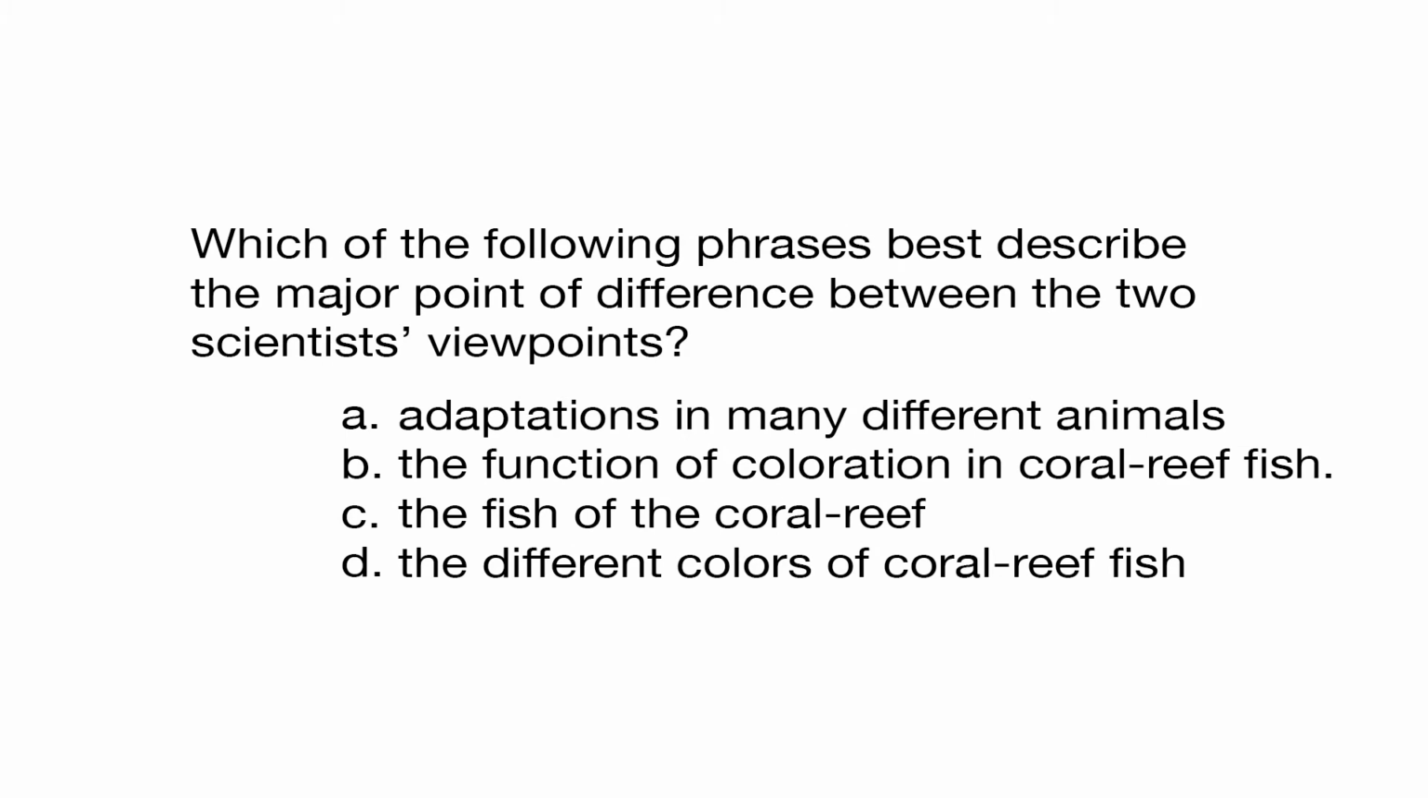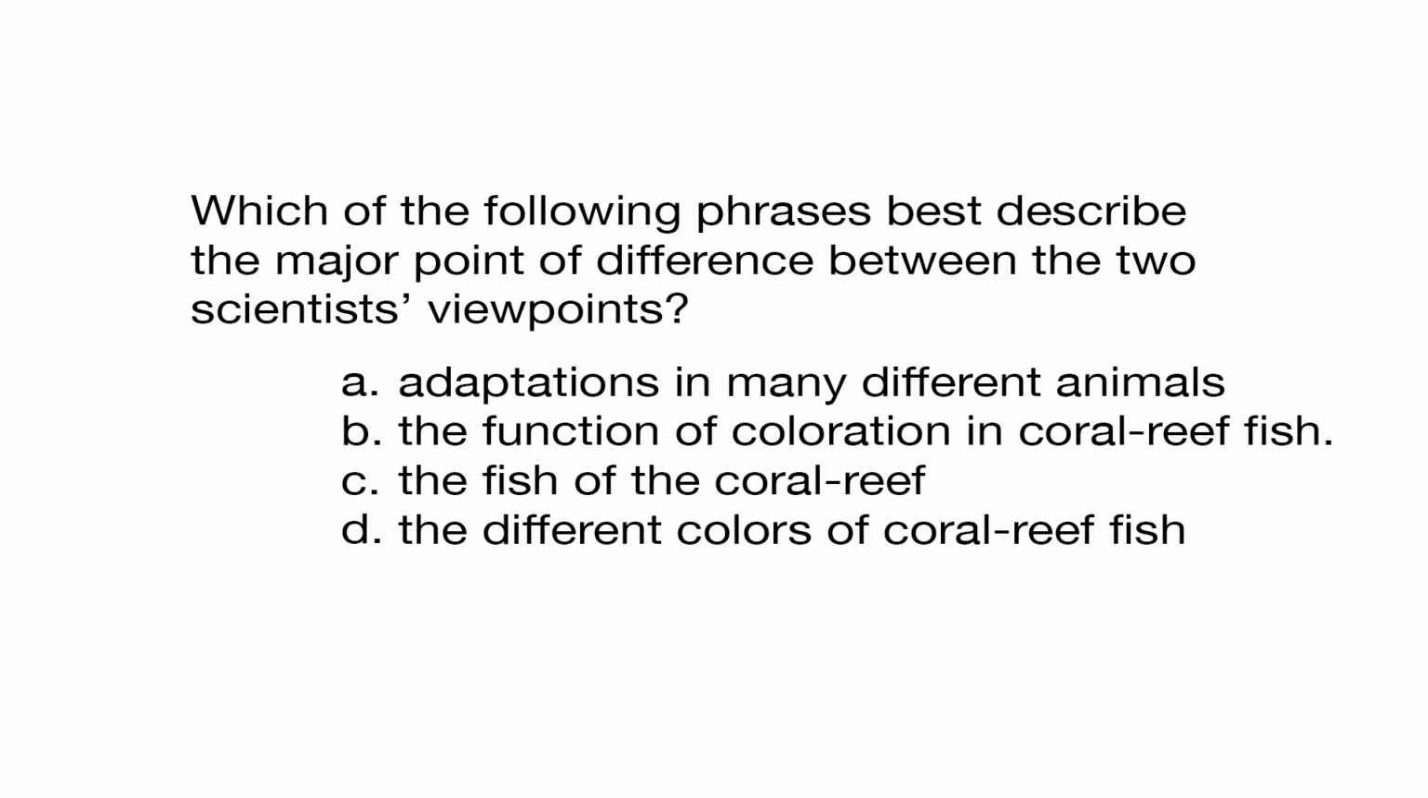Which of the following phrases best describe the major point of difference between the two scientists' viewpoints? Is it A, adaptations in many different animals? B, the function of coloration in coral reef fish? C, the fish of the coral reef? Or D, the different colors of coral reef fish? The answer is B, the function of coloration in coral reef fish.